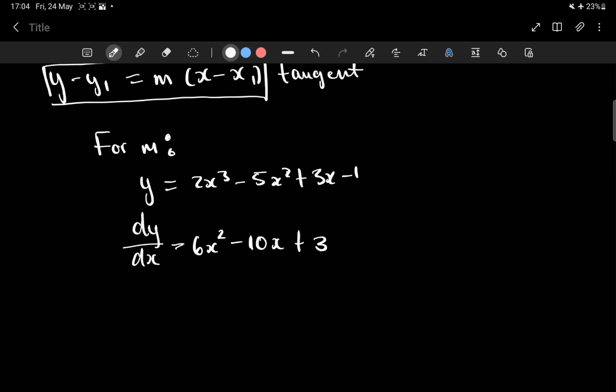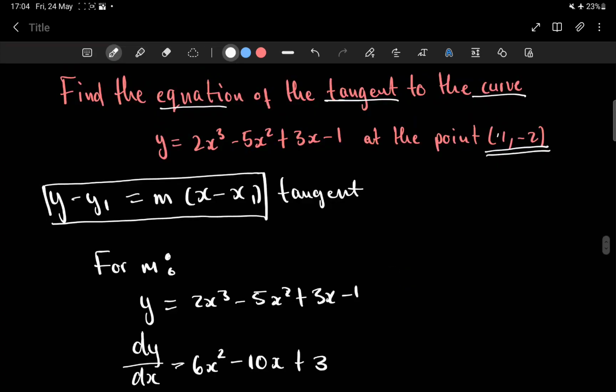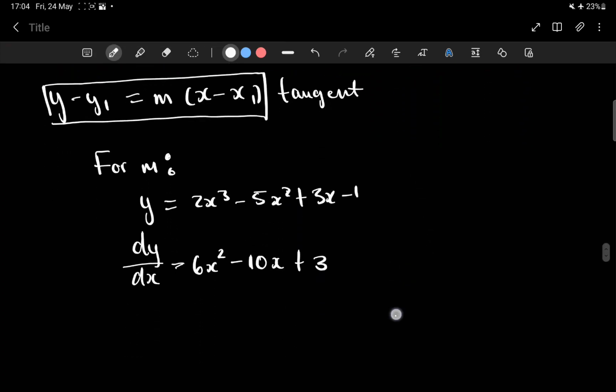Now, is this the end? No. Remember, where are you? You are at the point 1 comma negative 2. So in here, we need the gradient of a curve, which changes, right? If we find the gradient at this point, the tangent is like this. But if you find the gradient at this point, the tangent is now like this. So we can see that the gradients change, okay? The gradient is, remember, the slope, and we see it by the tangent. The tangent shows us the gradient.